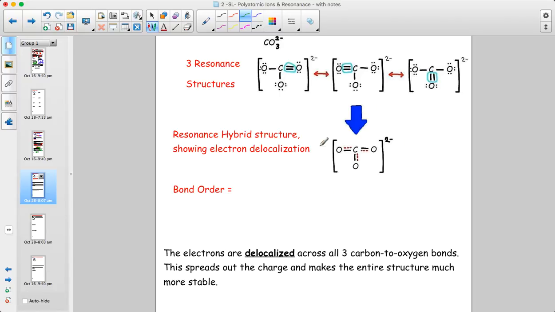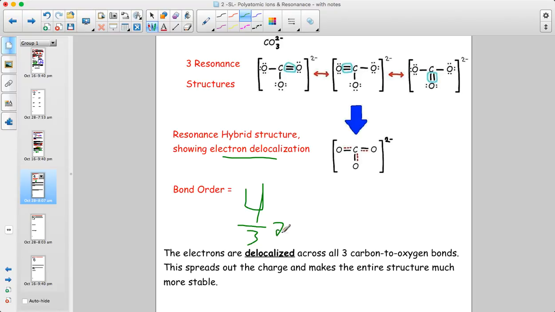This is a representation of the resonance hybrid. Again, you probably won't be asked to draw this. It's more conceptually understanding that that extra bond is actually spread out evenly amongst the 3 carbon to oxygen bonds. So that's the electron delocalization. The bond order, if you look at the Lewis structures, there's 1, 2, 3, 4 bonds between the carbon and oxygen atoms, but there's only 3 different places. There's 3 different carbon to oxygen bonds there. So 4 bonds spread out over 3 locations.